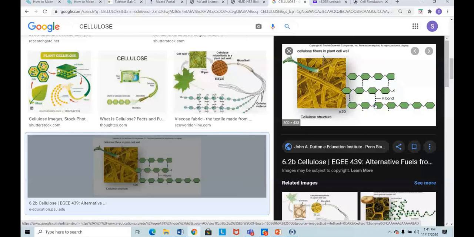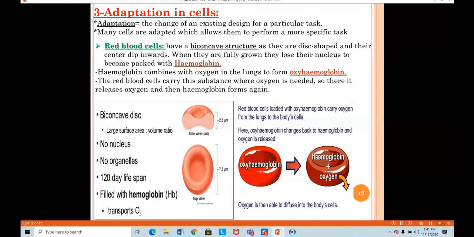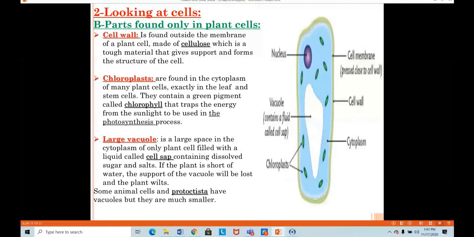Yes. Now let's move on to the next important part of a plant, which is the chloroplast. Now, chloroplast is very important. Why? Because it is the organelle in which the process of photosynthesis takes place. It is found in the cytoplasm of plant cells, exactly in the leaf and the stem cells. So only the green colored parts of the plant contain these chloroplasts. The leaves, the stems of the young plants, all of them contain the chloroplast. So whichever green structure you see in a plant, it is because of the chlorophyll, which is a green color pigment present in the chloroplast.